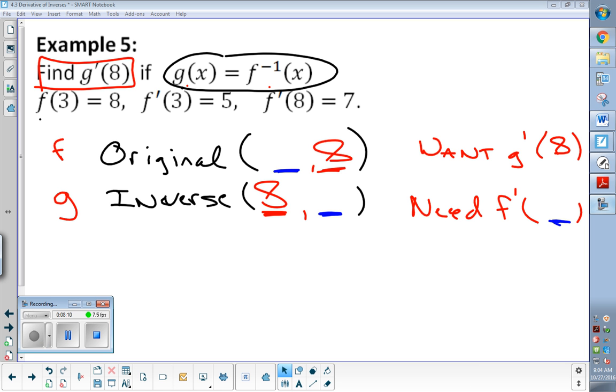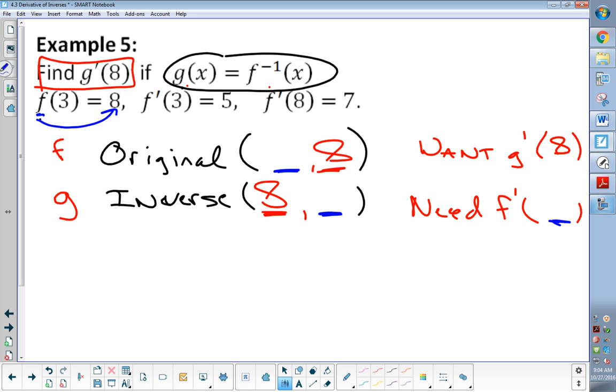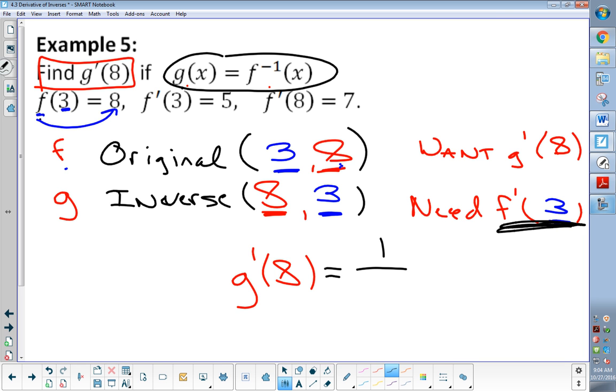So if I'm trying to find g prime at 8, what's the missing number? 3, because f at the y value is 8. Oh, I want the y value is 8. That means the x value is 3. I need to know what f prime is at 3. So for me to find g prime at 8, I really want to know what 1 over f prime at 3 is. I want to know the reciprocal of f prime at 3. So f prime at 3 is 5. So my g prime at 8 is going to be 1/5.